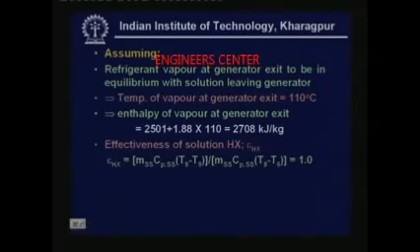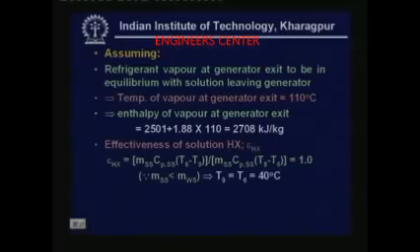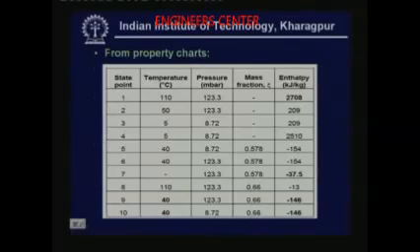It is given that this value is equal to 1, because this heat exchanger is 100% effective. So from this you can easily show that T9 is equal to T6, which is equal to 40 degree centigrade, because T6 is given to be 40 degree centigrade.